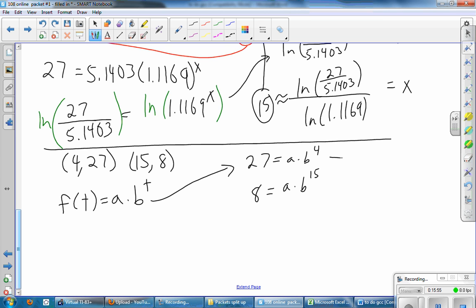Solve the top equation for a. The goal here is substitution. Plug this into the bottom equation. Something is wrong.